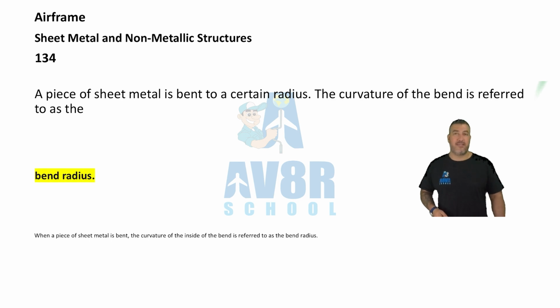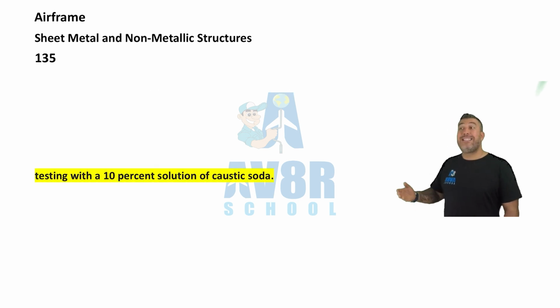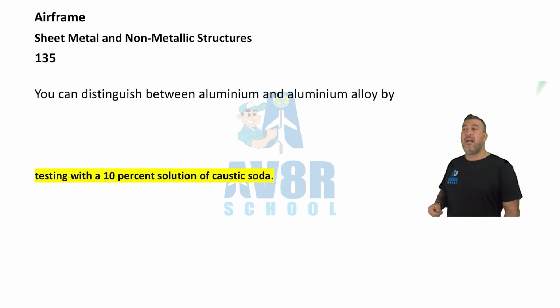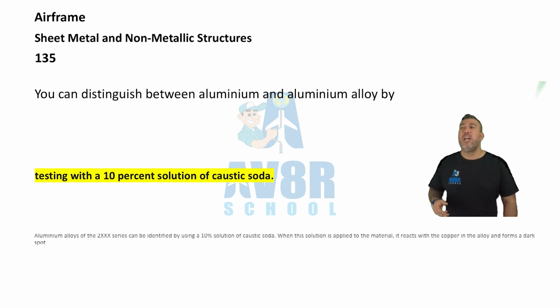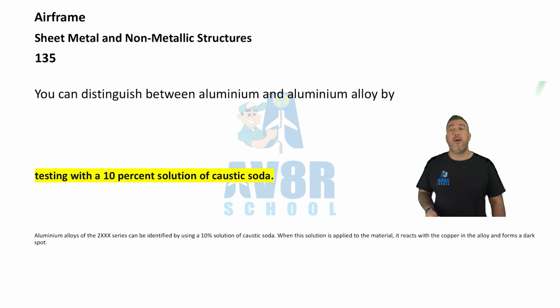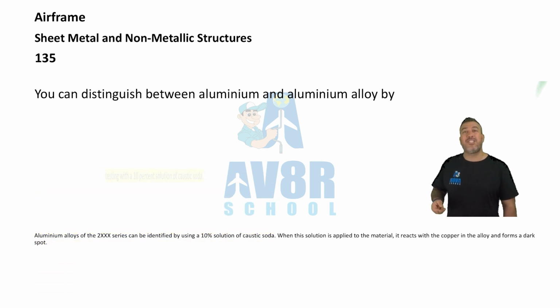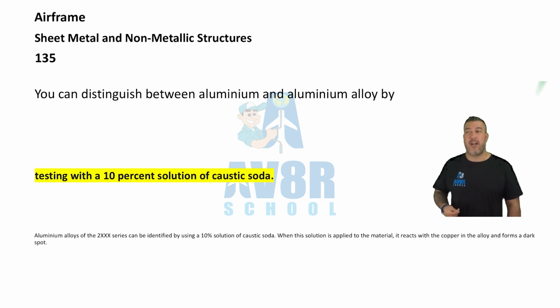Bend radius. 135. Testing with a 10% solution of caustic soda. You can distinguish aluminum and aluminum alloy by testing it with a 10% solution of caustic soda.